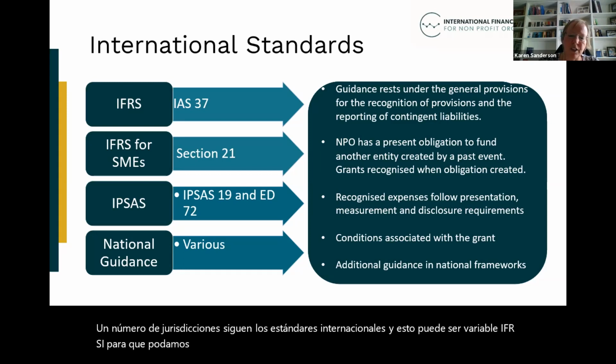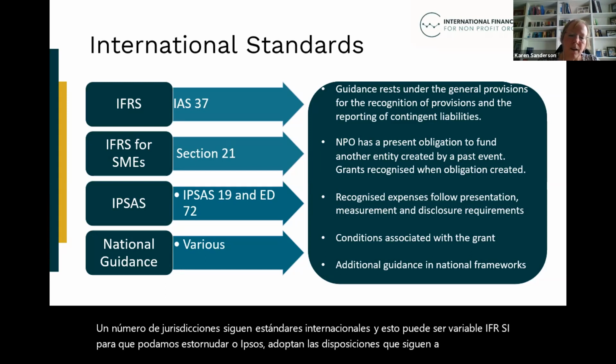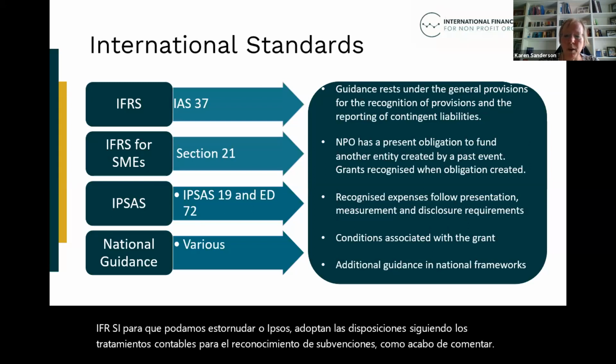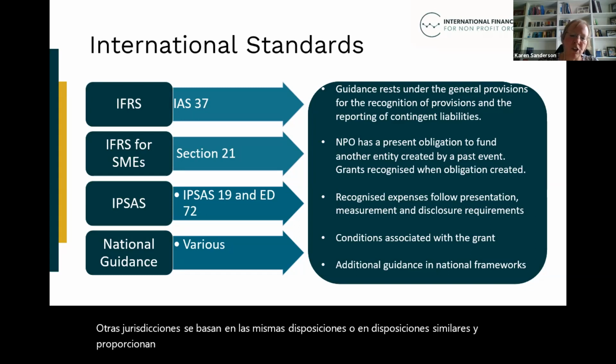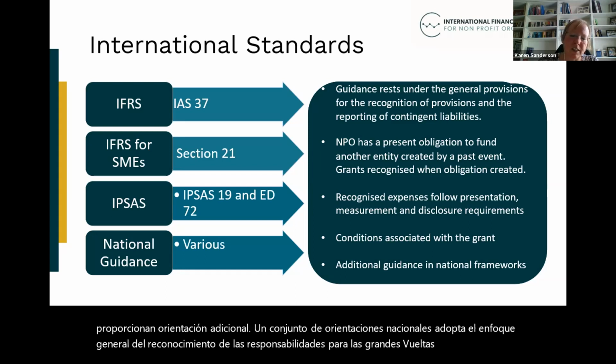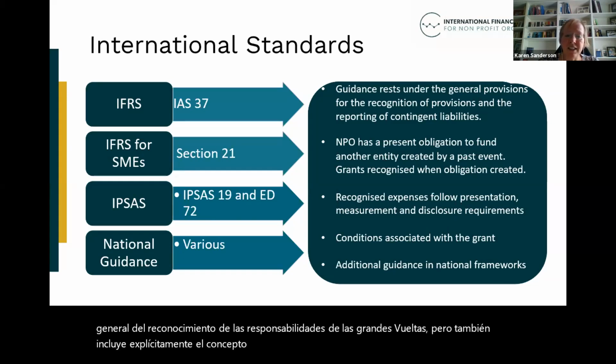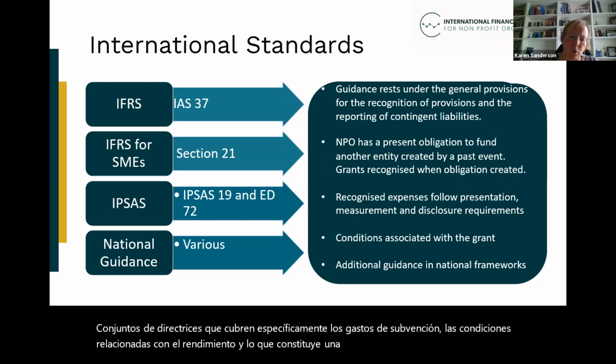They adopt the provisions following the accounting treatments for the recognition of grants, as I've just discussed. Other jurisdictions are based on the same or similar provisions and provide additional guidance. One set of national guidance takes the general approach to the recognition of liabilities for grantors, but also explicitly includes the concept of performance obligations. And additional guidance is provided in some national sets of guidance that specifically covers grant expenses, performance-related conditions, and what constitutes an obligation from which an NPO cannot realistically withdraw, whether it's conditional or unconditional.